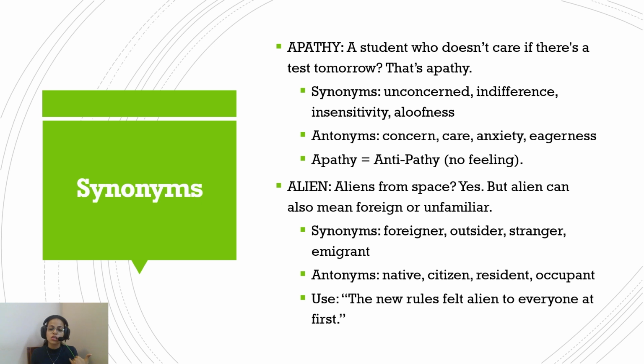Okay. So the synonyms would be unconcerned, indifferent, insensitivity, aloofness, and the antonyms would be concerned, caring, anxiety. Anxiety not so much, but you're just feeling so anxious, so you're full of feelings, so something like that. But it's not a very clear-cut antonym for it. Eagerness, sort of. So these are all just feelings, full of feelings. And apathy is no feeling. A is absence, and pathy is feeling. Apathy, sympathy, antipathy, all these things, pathy means feeling. Pathy is from the word pathos.